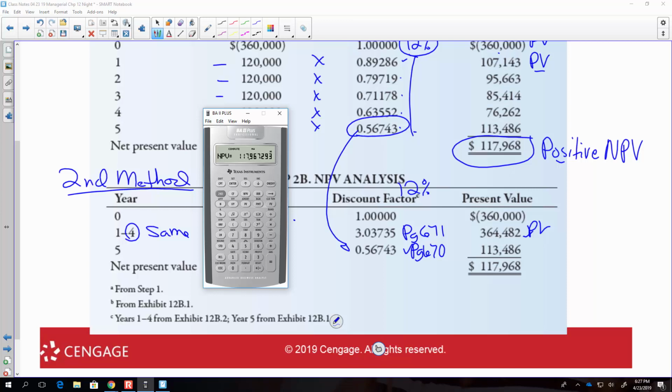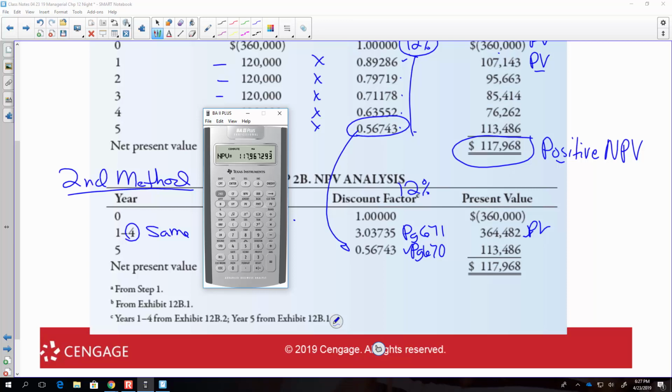You should get 117,967. And if you look at our answer, it's at 117,968. So it's within $1. Now, for C now, guys, you're going to have to use the tables. You can't use your calculator because there will be rounding differences. But at least you can verify it.